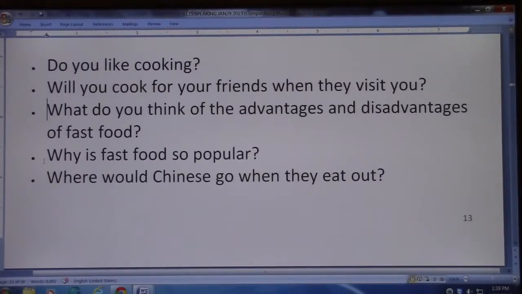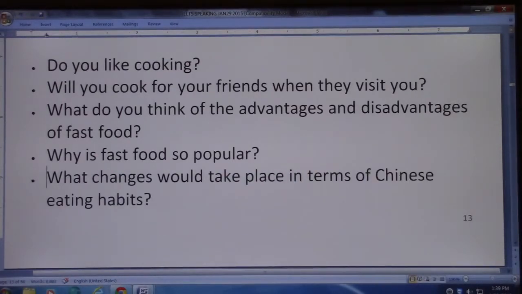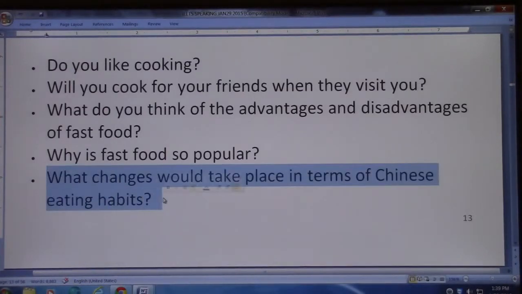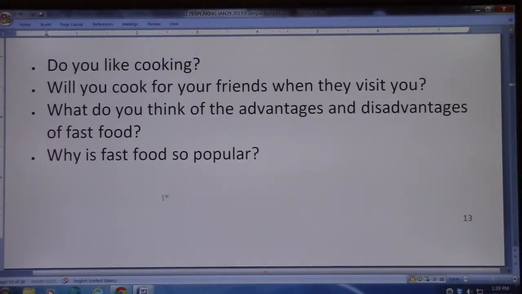Why is fast food so popular? Maybe because of these reasons, and plus the fact that there's a lot of advertising and a lot of commercials, and also that usually unhealthy foods taste good. I don't want this question, so where do you usually go to eat out? What changes would take place in terms of Chinese eating habits? It could be about anyone's eating habits. Maybe that's the point.